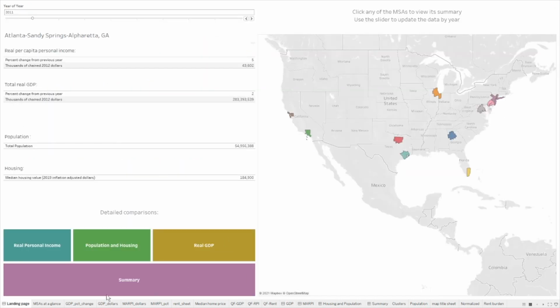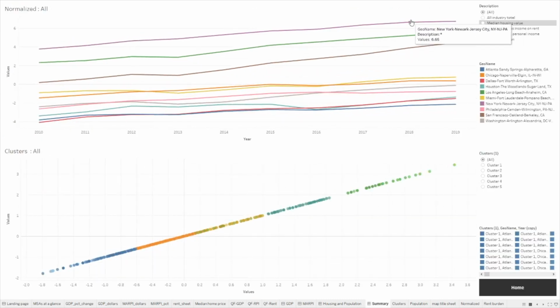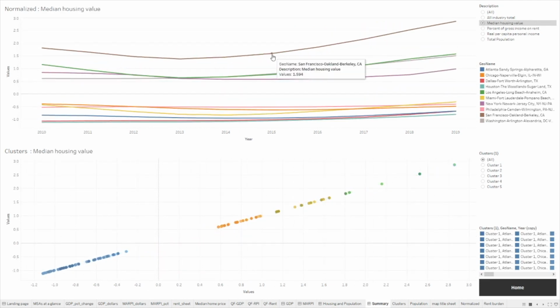Okay, let's go home and go to the summary page where we have clustering. So clustering summarizes everything that was on the previous sheets. You can see this when we looked at median housing value, and we noticed that San Francisco was greater not only in the dollar amount, but in the rate at which it changed over time. So this chart at the top is the median housing value in dollars, which has been normalized, of course, but in clustering, you see the percent change in the way that Tableau has grouped the data together.